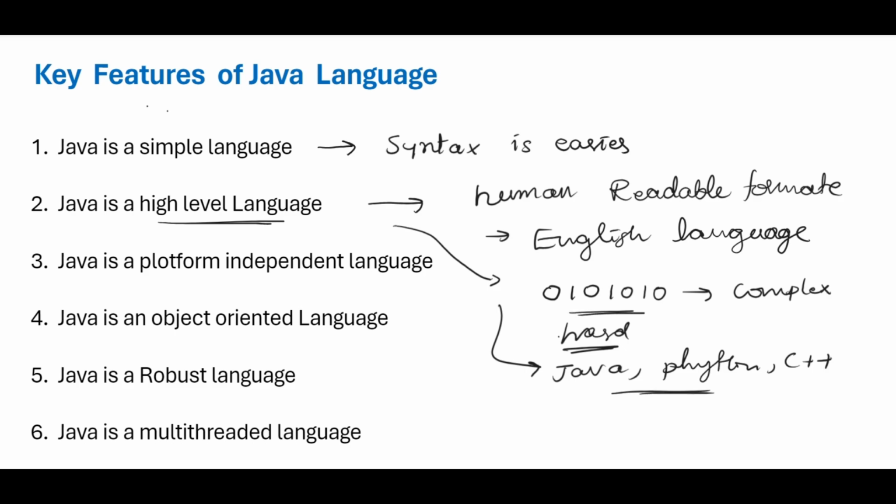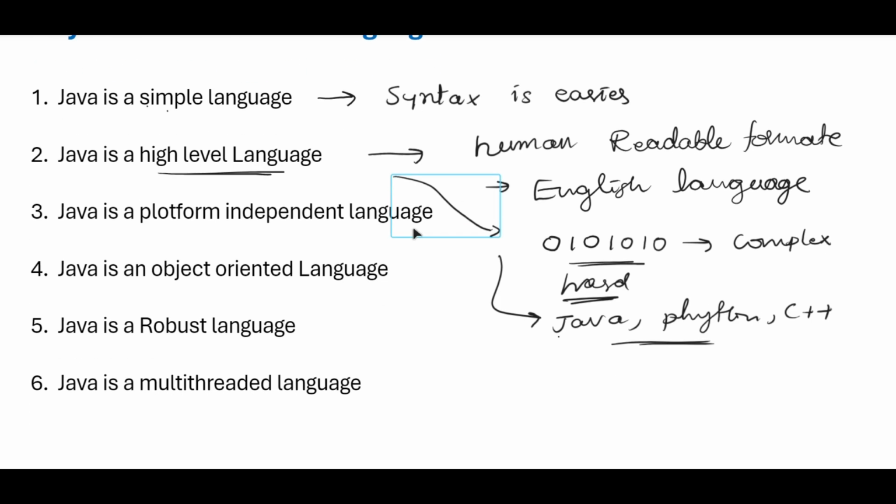The next feature is that Java is platform independent. What is the meaning of platform independent language? For example, if we consider C and C++, they are platform dependent.